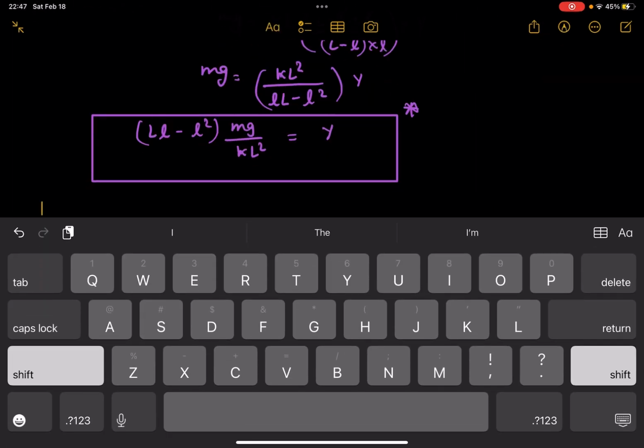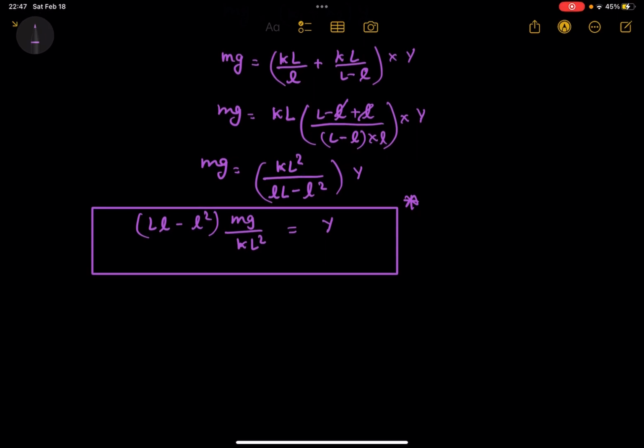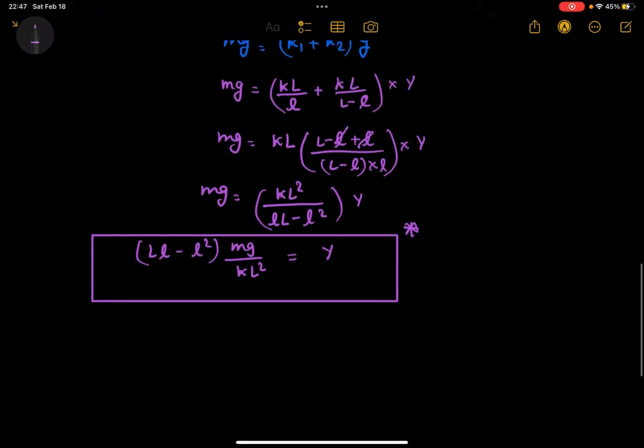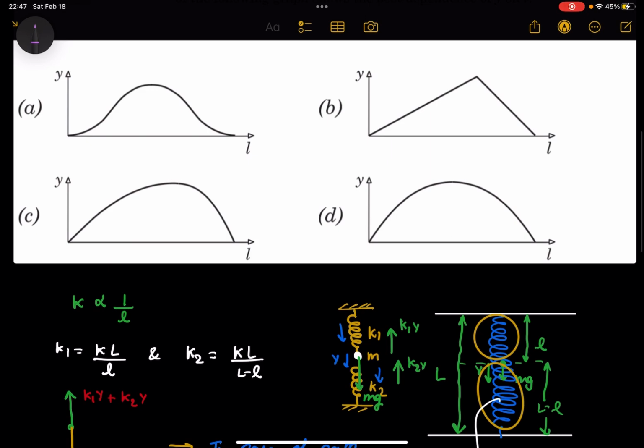Why is it a downward parabola? Because the coefficient of l square is negative. So in my point of view, the correct answer is D.